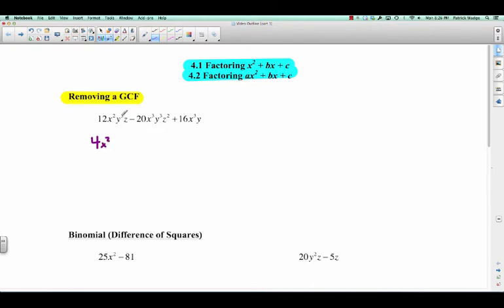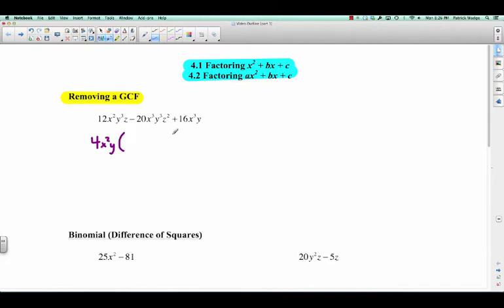Now we look at our y's, 3, 3, and 1. The most you can remove is just 1, or the smallest exponent you want, if you want, is a 1. And the z's, 1, 2, and 0. The most you can remove is 0. You can't remove any z's. So this is your greatest common factor right there.